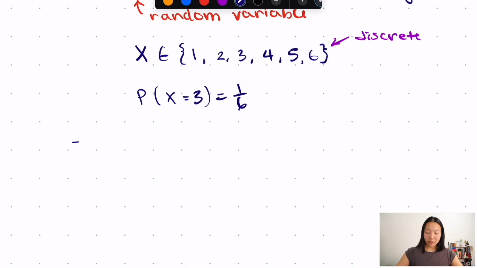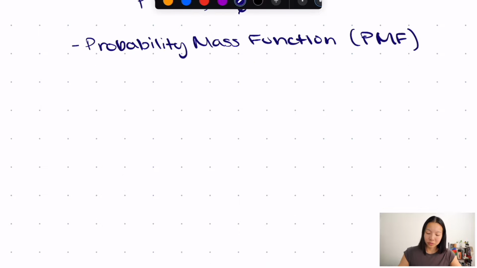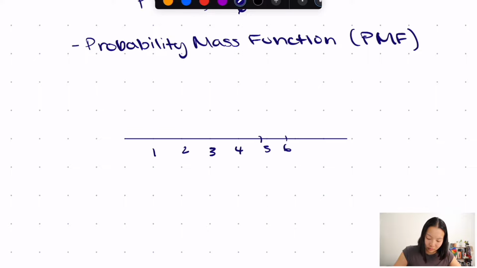And so for a discrete random variable, we can actually plot something called a probability mass function. So this is a PMF for short. And what this is, it's on this number line. Well, let's say that 1 is here, 2, 3, 4, 5, 6.